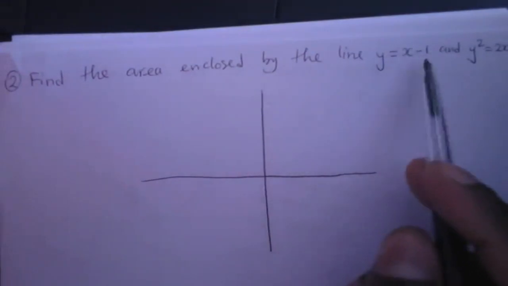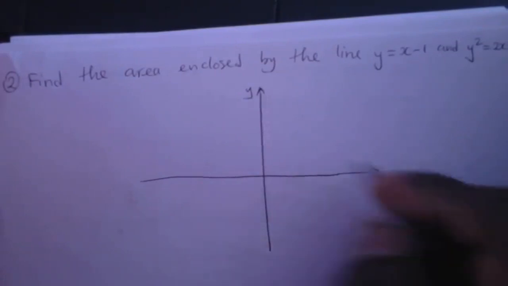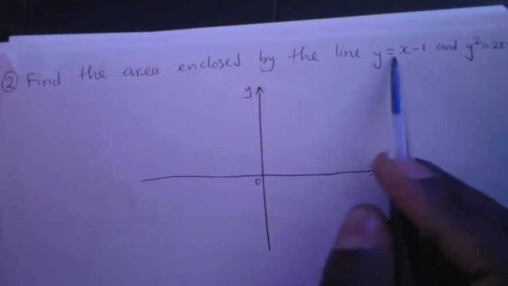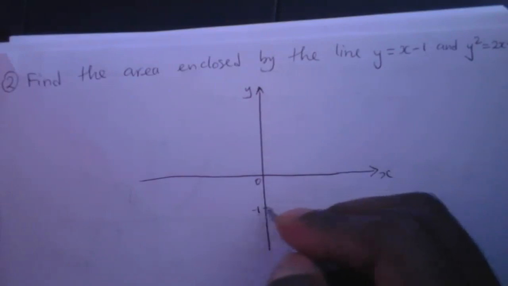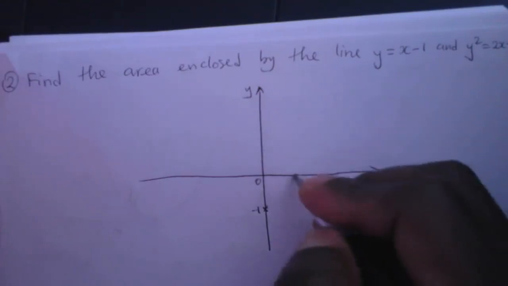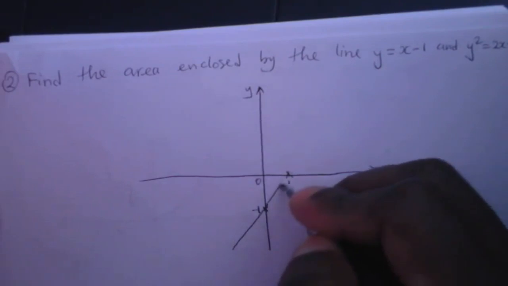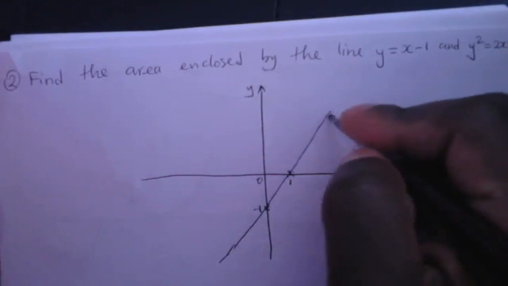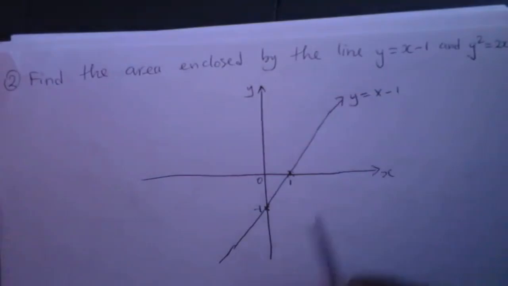Alright, so for the line y equals x minus 1, again you find the x and y intercept. If I make x 0, I get y is minus 1, so 0, minus 1, I'm sitting somewhere there. And if I make y 0, I have x is 1. So we just have something that looks like this. Alright, so that is our graph y equals x minus 1.